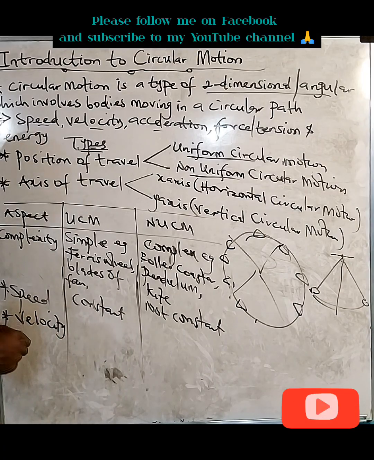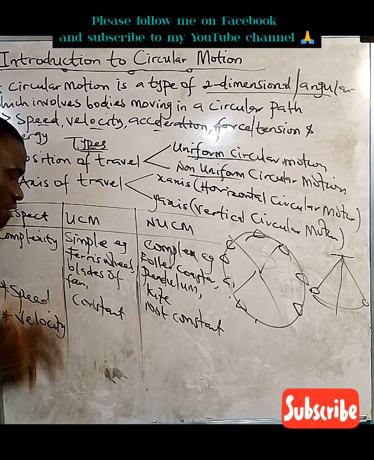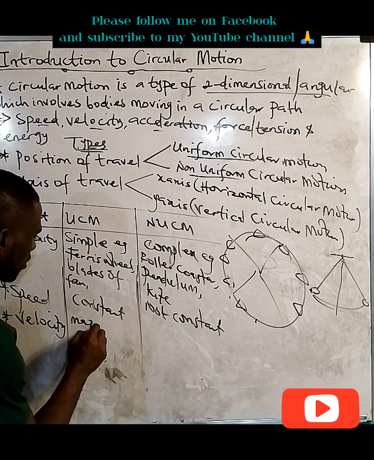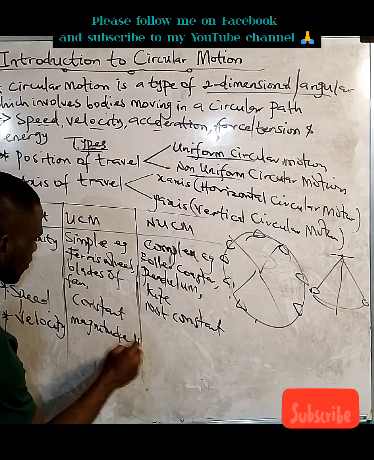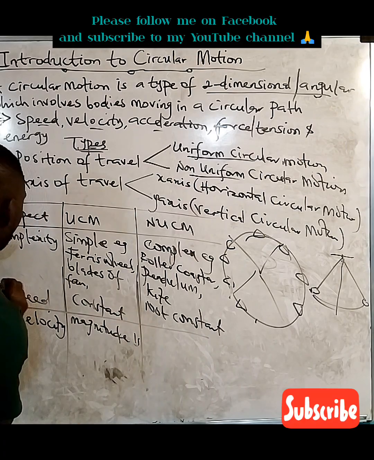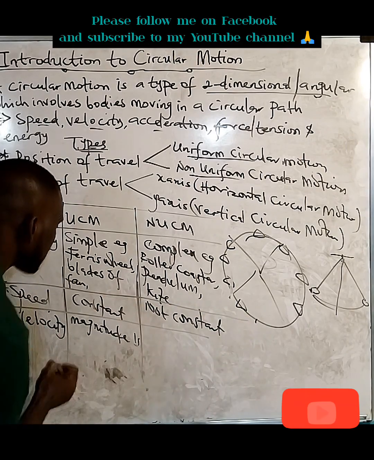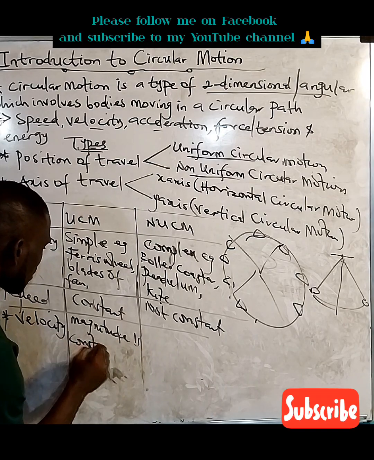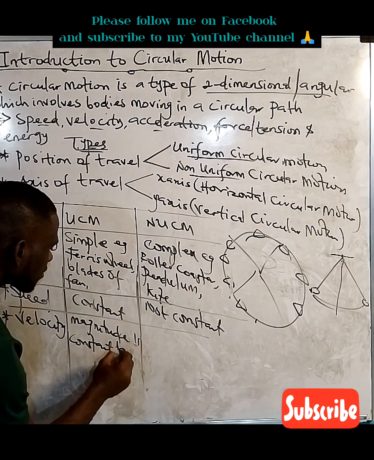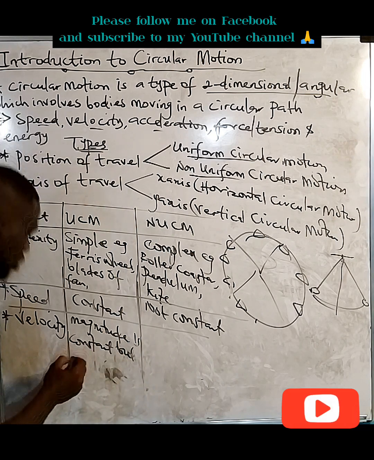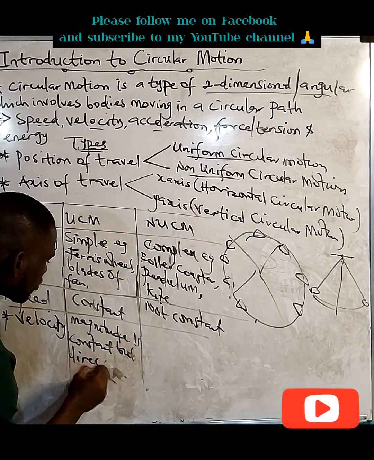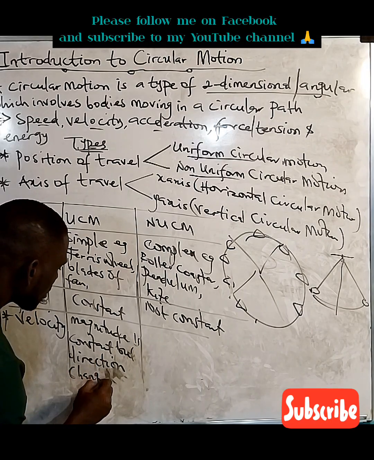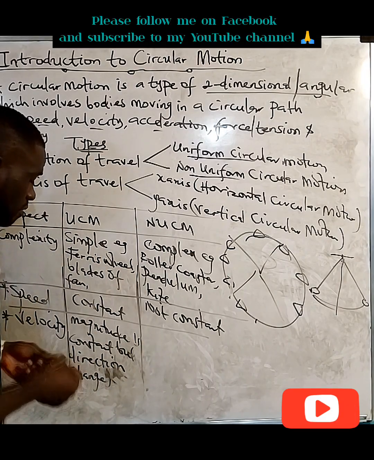When it comes to velocity under the uniform circular motion, the magnitude of the velocity is constant. Let me just do this to differentiate them. Magnitude is constant, but direction changes. There's a change in direction. That's that for uniform circular motion.